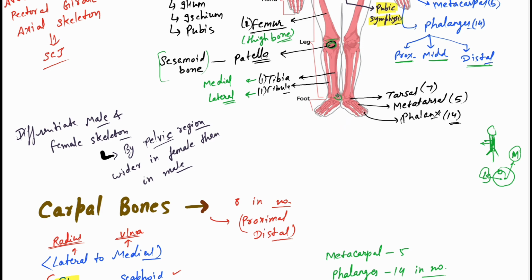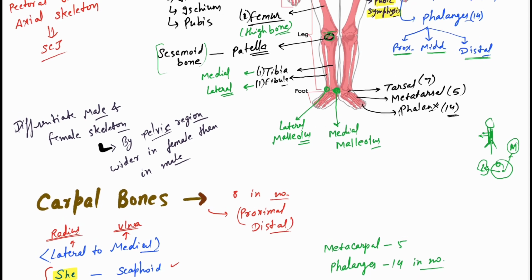So at the distal end, they form the medial malleolus and they form the lateral malleolus. What do they form? They form the medial malleolus. These are the distal ends of tibia and fibula. They call it the malleolus. So they form the medial malleolus and they form the lateral malleolus. And we can easily palpate the medial malleolus and the lateral malleolus. So this is about the tibia and the fibula.